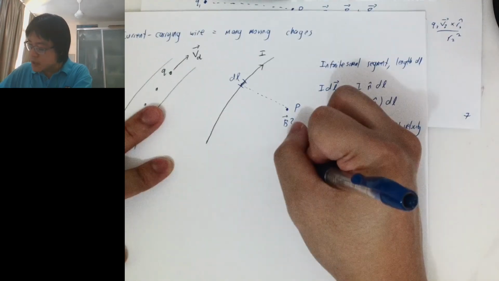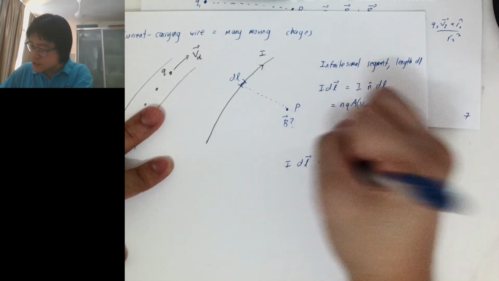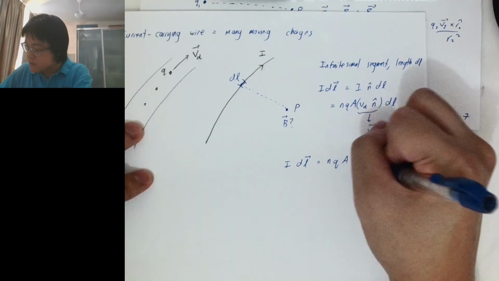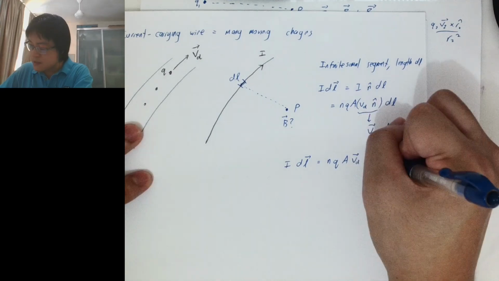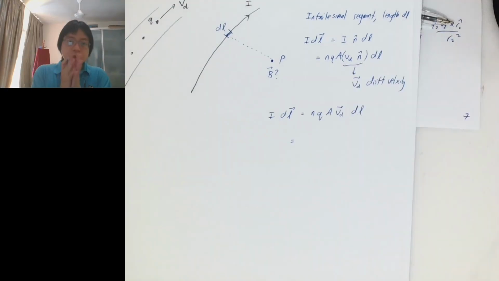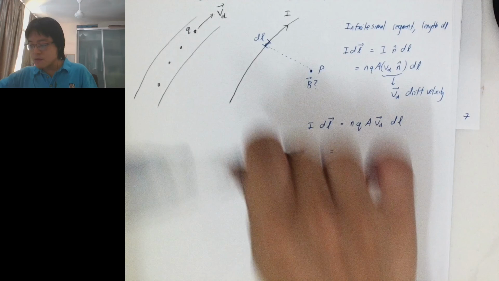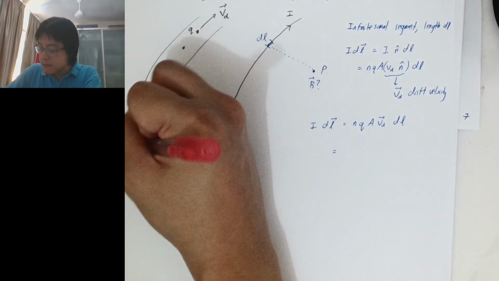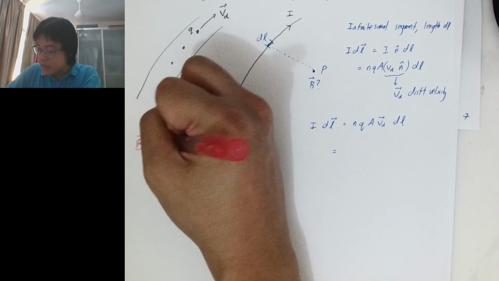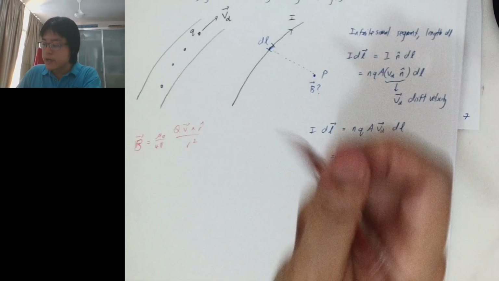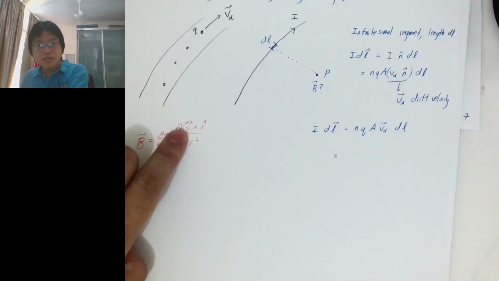Right? So we conclude that my IDL is just N charge carriers, A, the drift velocity, and then the dl. Okay, so what I'm going to do is use the Biot-Savart law. The magnetic field is mu over 4 pi, then the charge, cross the r direction, over r squared. So I want to know what is the total charge and the total V.